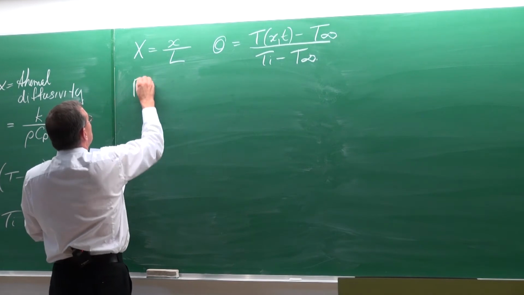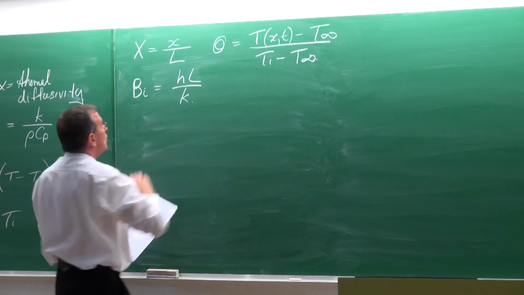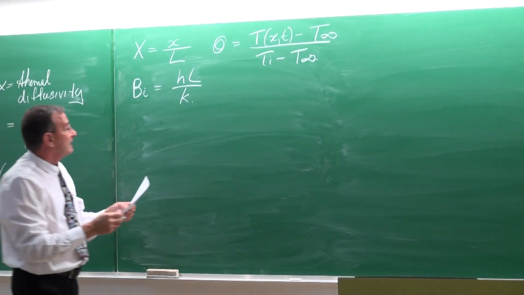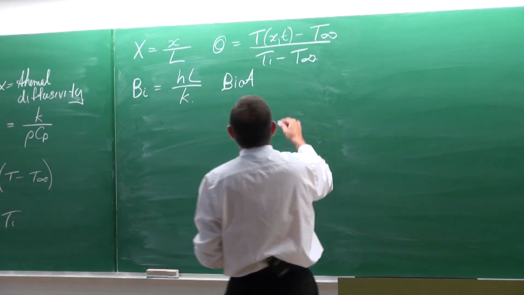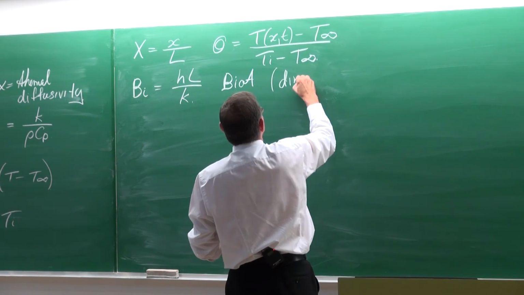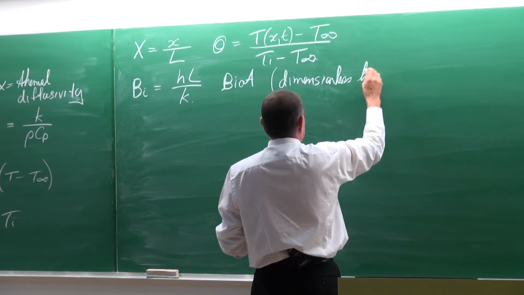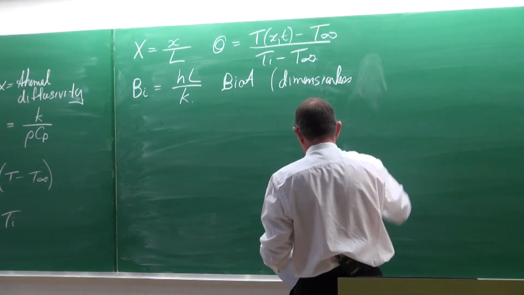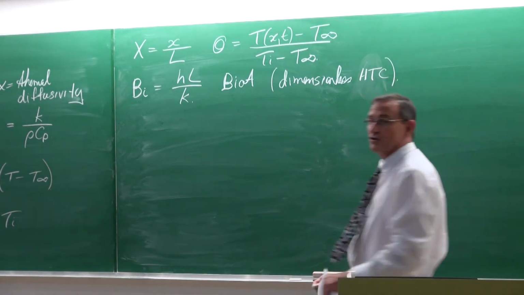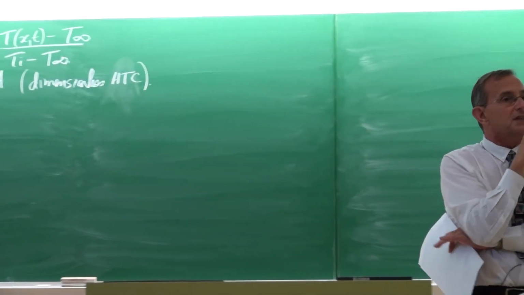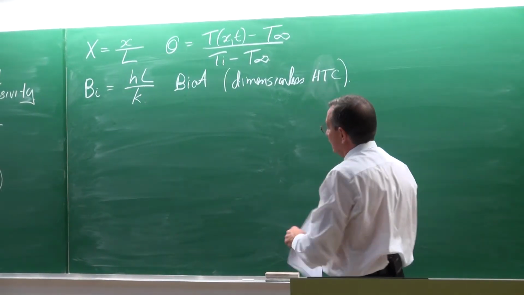The Biot number we've done in the previous lecture is equal to the heat transfer coefficient multiplied by L divided by the thermal conductivity, k. The Biot number is the dimensionless heat transfer coefficient. HTC is heat transfer coefficient. I'm going to use it a lot in this module because it's a very important thing. The dimensionless heat transfer coefficient, the Biot number.